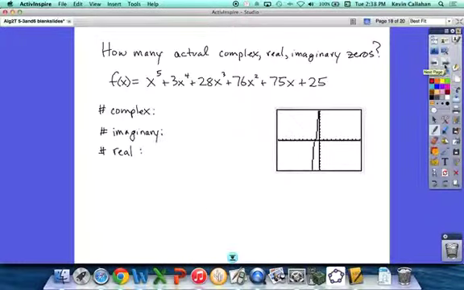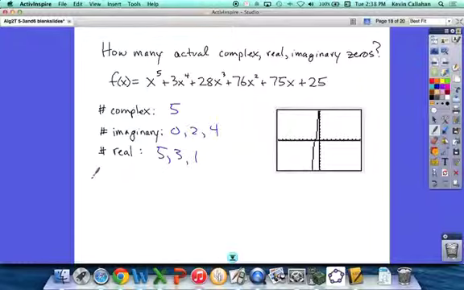Now, what about this one? This is a 5th degree polynomial, so how many complex zeros does it have? It has 5, no matter what. And what would you say are the possible numbers of imaginary zeros? It could be 0, 2, or 4, all the even numbers less than 5. If there's 0 imaginary, how many real are there? 5. If there's 2, there's 3, and if there's 4, there's 1. Those are the possibilities.